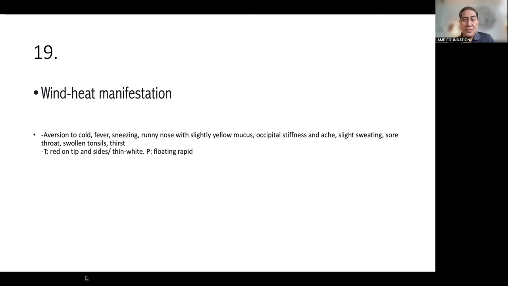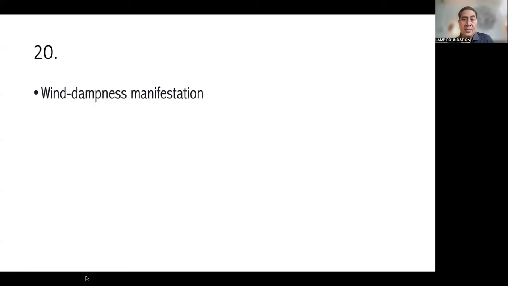So the color of the mucus will distinguish wind heat from wind cold. And in wind heat, there will be sore throat instead of itchy throat. The tonsils are swollen, there is thirst, and the tongue is red on the tip and sides, with thin white coating. So it's normal coating. And since this is exterior, the pulse is floating, and because it's heat, it is rapid.